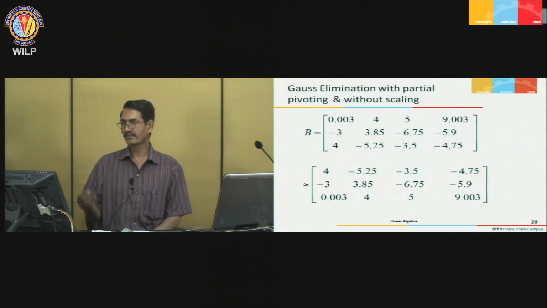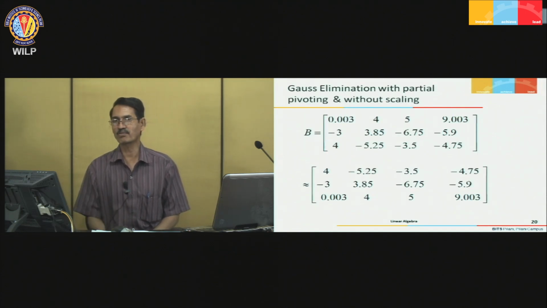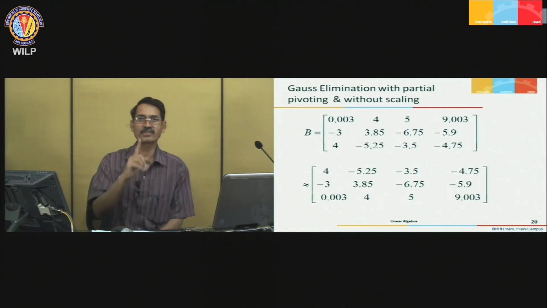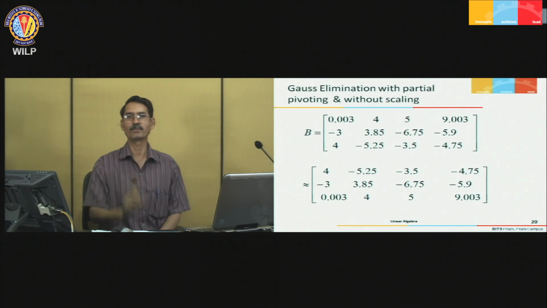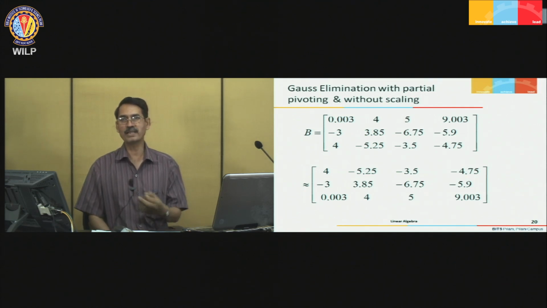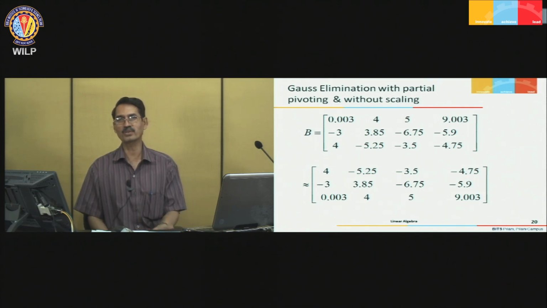See here, same matrix, same system of equations, but we are using the Gauss elimination method with partial pivoting. Only scaling we shall not use. Scaling we shall not use means we shall not normalize each row of the matrix A, and we shall use, as usual, the Gauss elimination process with partial pivoting. That is the basic difference.